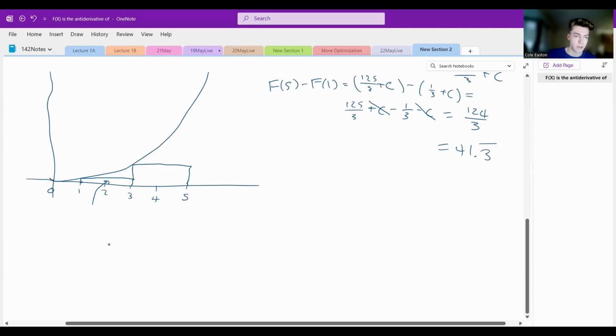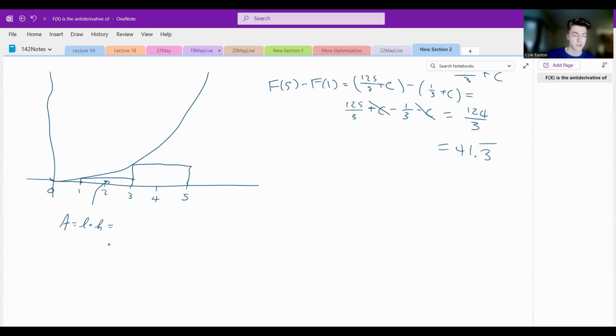So for this first rectangle, we're going to say that the area is length times height. And so that's 2 times, well, now what's the height of it? Well, the height of it is this side over here. The height of it is exactly going to be little f of 1, right? This is our little f function. Okay, what about the second rectangle? Well, the area is again length times height. Our length of that is 2. And how tall is it? Well, the height is right here. And so that height, again, is little f of 3.